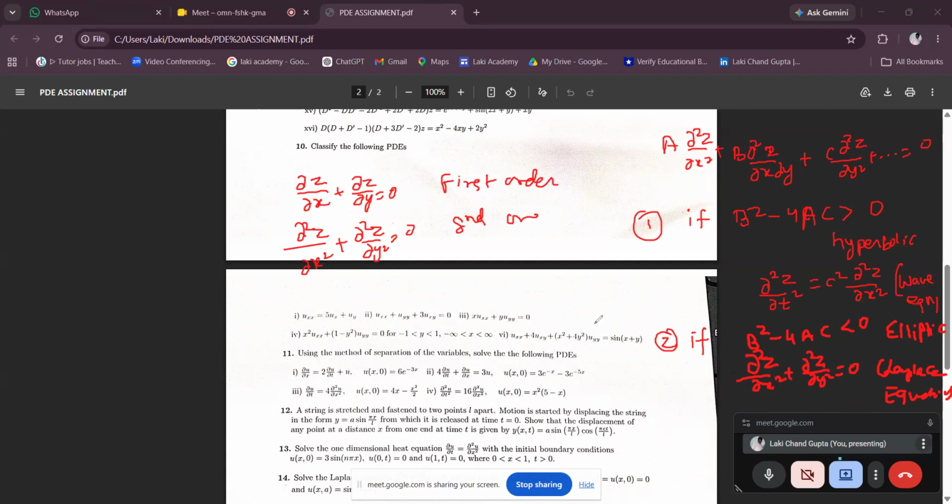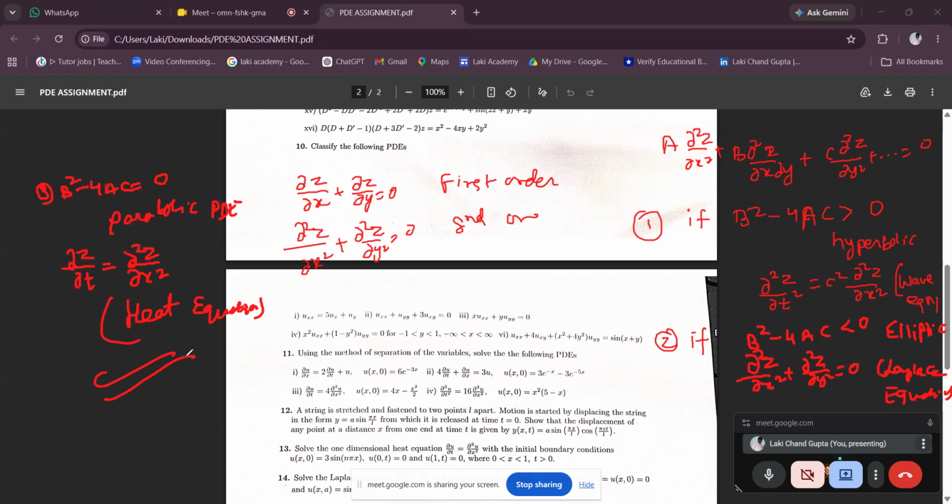Okay. Yes. And third thing, if b square minus 4ac is equal to 0, then this is called parabolic PDE. Understood? For example, this. This is called heat equation. Okay. You can note down this.